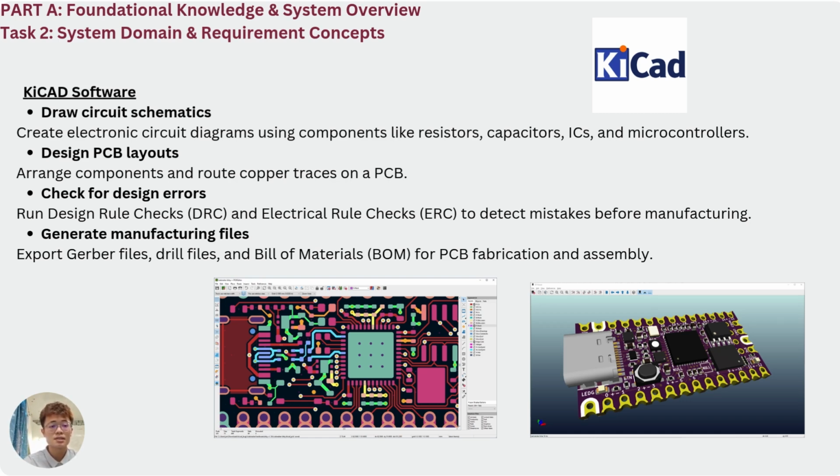Finally, once the design is complete, KitKat can generate manufacturing files such as Gerber files, drill files, or a bill of materials. These files are used by the manufacturers to produce and assemble the physical circuit boards. Overall, KitKat supports the full workflow from circuit design to manufacturing preparation.